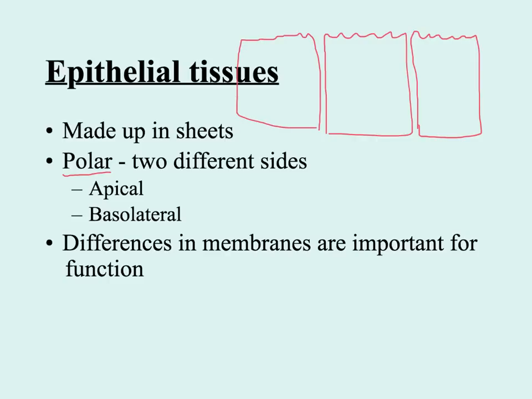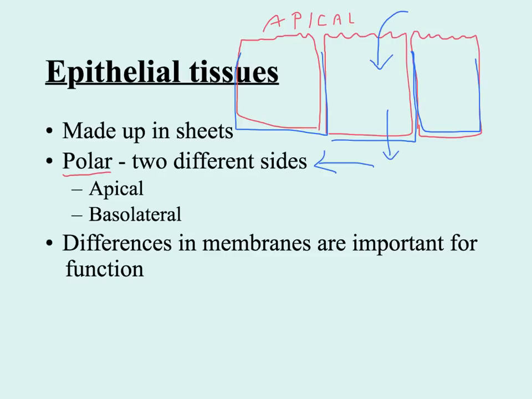We know that the apical side is here, and the basolateral side, basal and laterals, right? So these are the basolateral sides. Maybe I should have actually drawn these red and blue. And the two sides are separated, and that separation is really important for how these cells function, because we sometimes want molecules to come in the apical side and out the basolateral side, whereas other times we might want something to come in the basolateral side and go out the apical side.